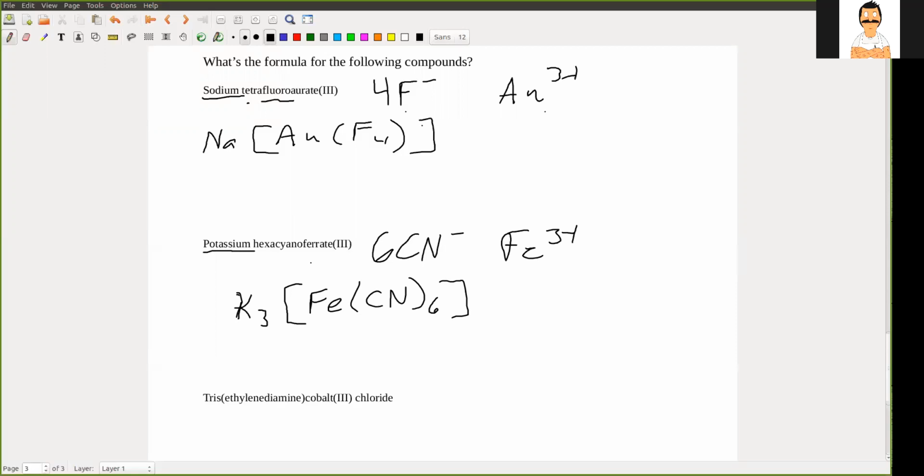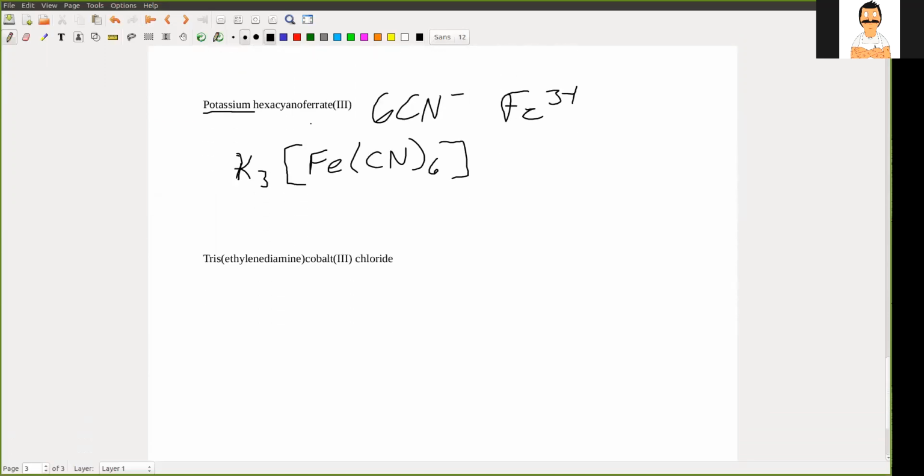Let's do one last one. So this one is tris-ethylenediamine cobalt 3 chloride. Ethylenediamine is a more complex ligand. It's a bidentate ligand, which means it coordinates on 2 of the available sites of the cobalt 3. And so what we will do is write everything in the brackets, and chloride is going to be on the outside.